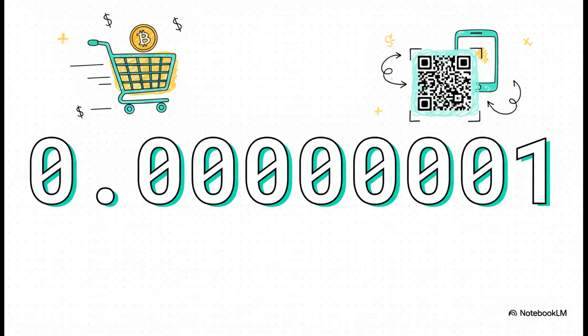And just how divisible is it? Well, a single Bitcoin can be divided into 100 million Satoshis. So when Alice buys her podcast, her wallet isn't sending a whole Bitcoin. It's sending the exact number of Satoshis required for that purchase. It's perfect for these kinds of small transactions.